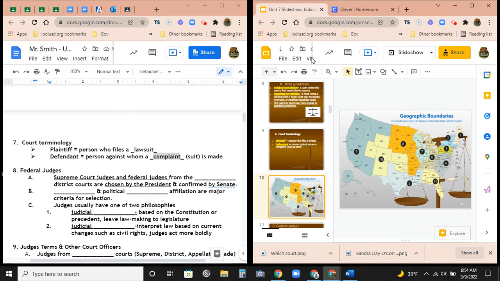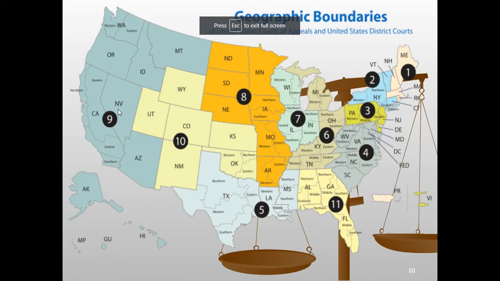All right, let's look at this one. I messed around with the background on this because I wanted to make sure you could see it as well as possible. So yeah, so you see how the 9th district controls the west.